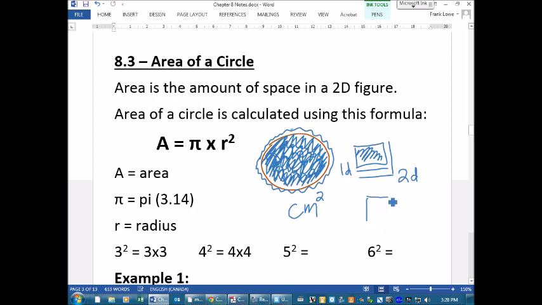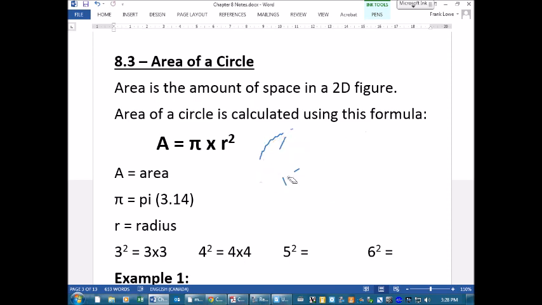In grade 8, you're going to look at a cube like this, and you have base, width, and height. That's 3 dimensions. So that one's going to be centimeters cubed because there's 3 dimensions. I just want you to keep that in mind. When we're doing area, area is a 2-dimensional measure, and your units will always be squared. So that's very important to remember. All right, enough rambling. Area is the amount of space in a 2D figure.